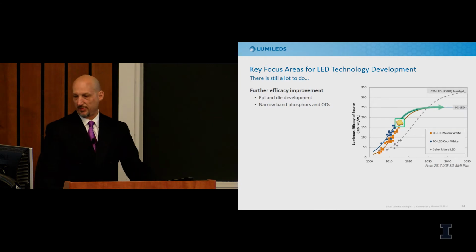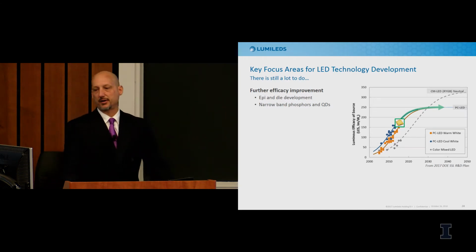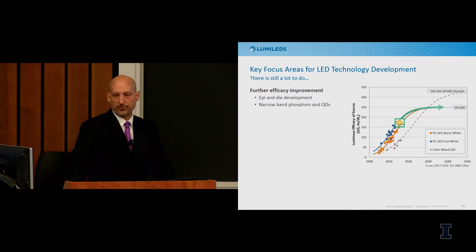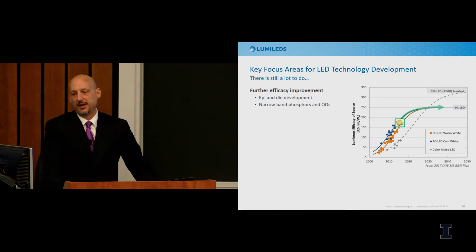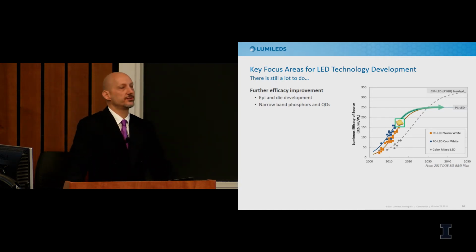So some of the areas for future work are further efficiency improvement. This is about how to improve, in the case of the blue pump phosphor, both the LED as well as the phosphor itself. The LEDs are pretty good. Some of the commercial devices are about 80% wall plug efficiency, so there isn't that much further to go.